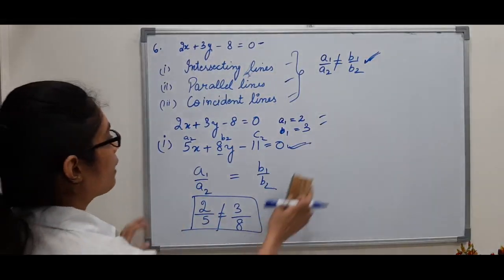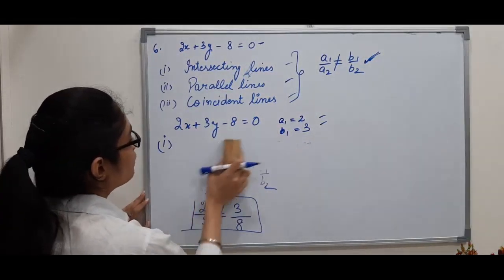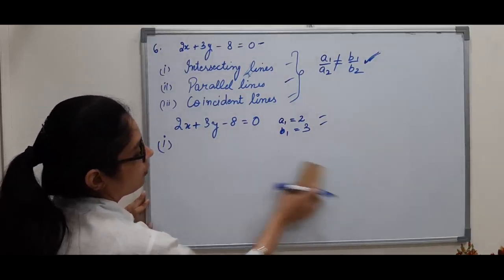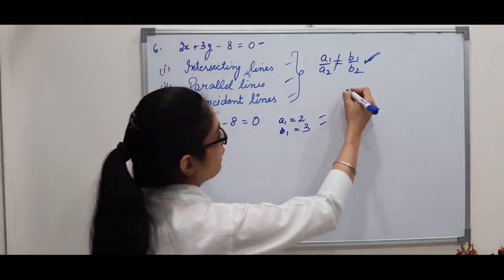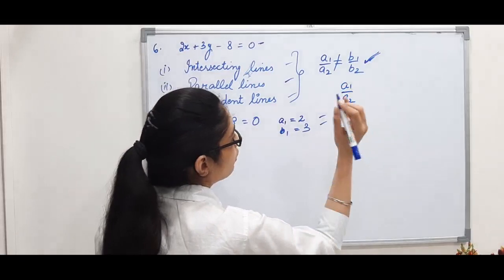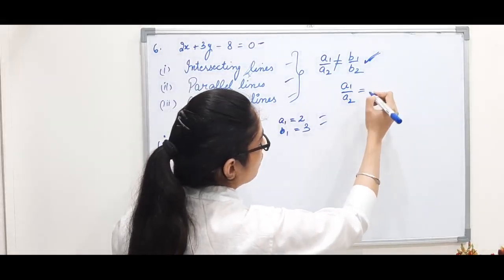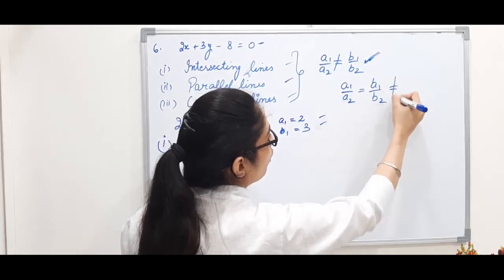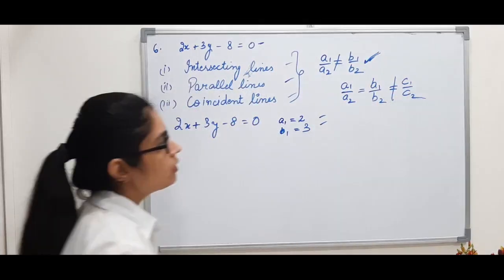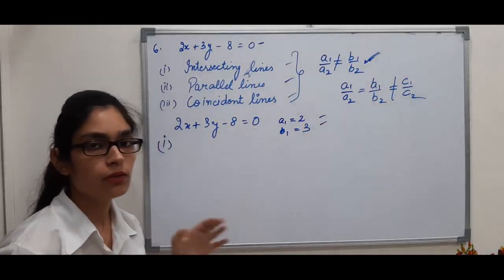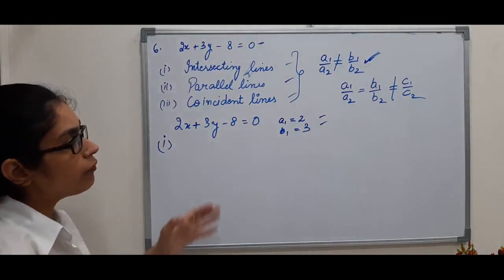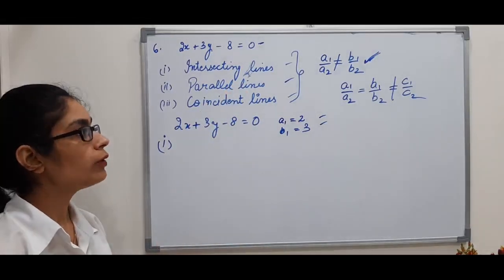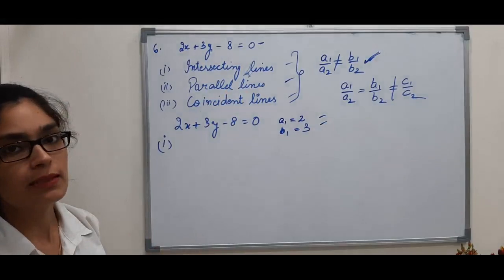Now let's try for the parallel lines. For parallel lines, just try to remember the relationship which we have learned. So I will write the relationship for you. For parallel lines, your ratio was a1 by a2 equals b1 by b2, which is not equal to c1 by c2. So this was the relationship between the ratios of the coefficients. So we have to choose a number for which a1 by a2 should be equal to b1 by b2, but it should not be equal to c1 by c2.